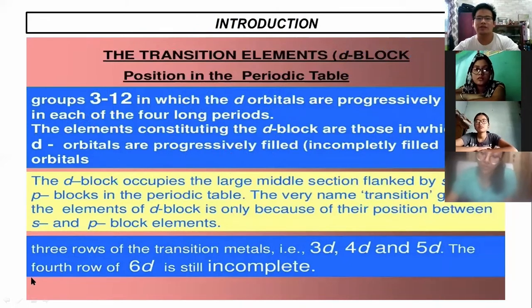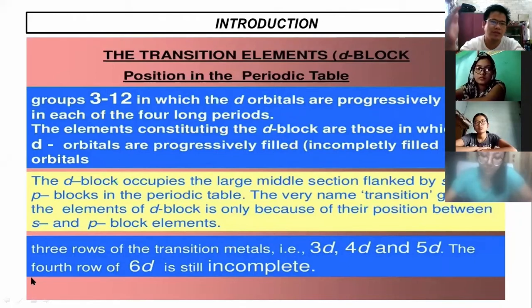This is an introduction to the transition elements, which are also called the d block elements. Position in the modern periodic table, let us see. These transition elements start from group number 3 to group number 12. Group number 1 and 2 is the s block. Group number 13 to group number 18 is the p block.